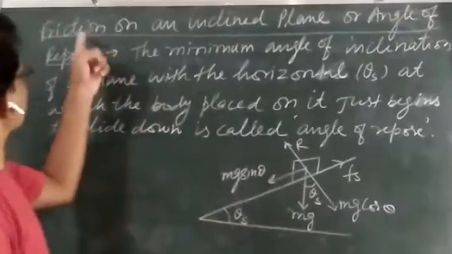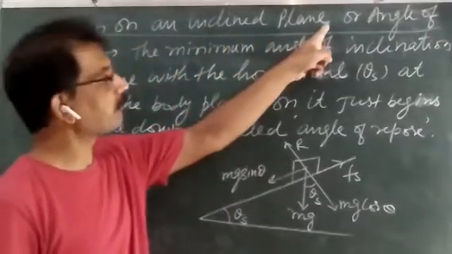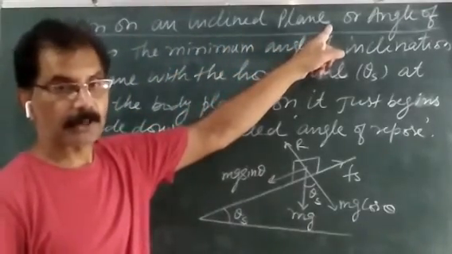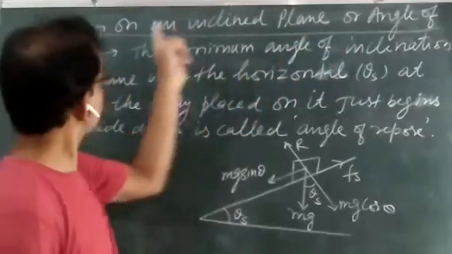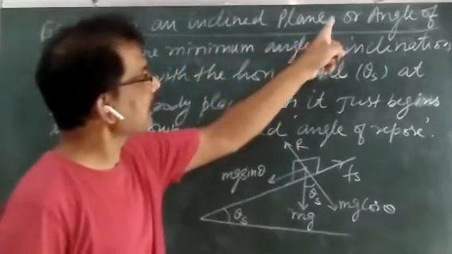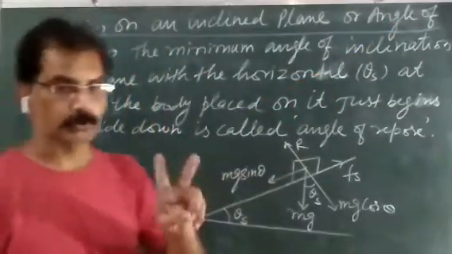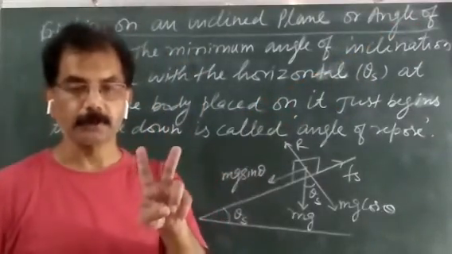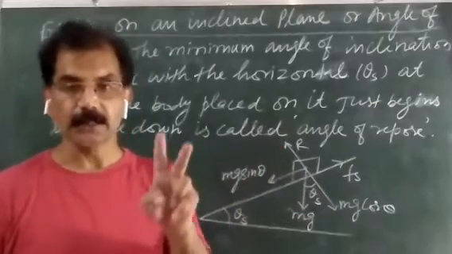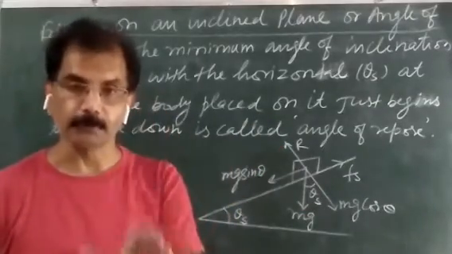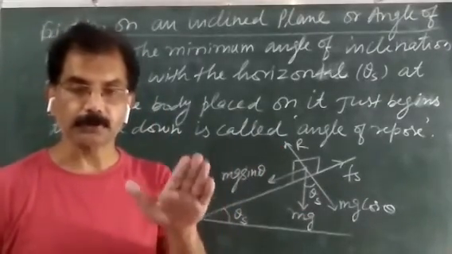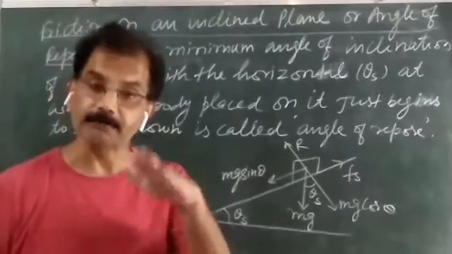Now the next topic is friction on an inclined plane. Here I am not taking the horizontal plane. Friction on an inclined plane is also connected to what is called the angle of repose. So these two terms are very important: first, the angle of friction, and second, the angle of repose. The angle of repose is considered in the case of an inclined plane.